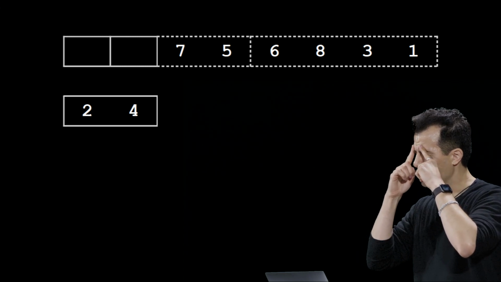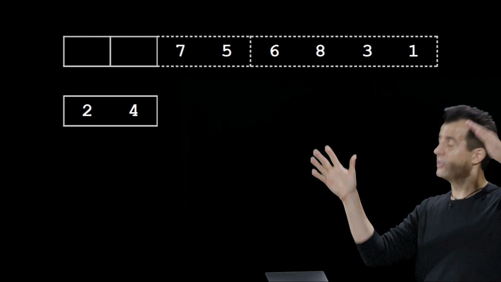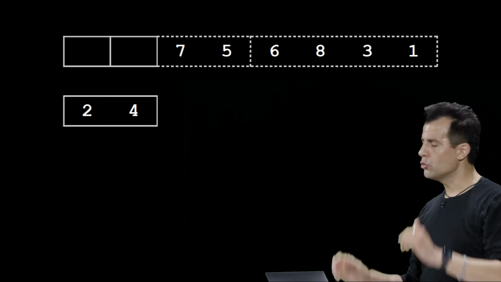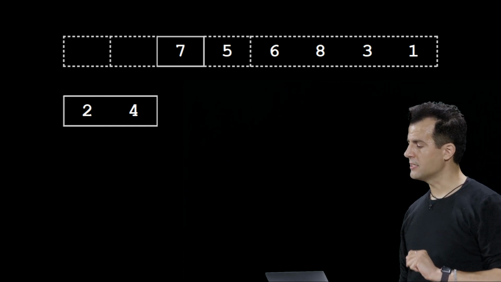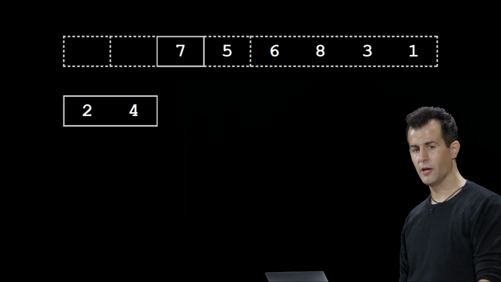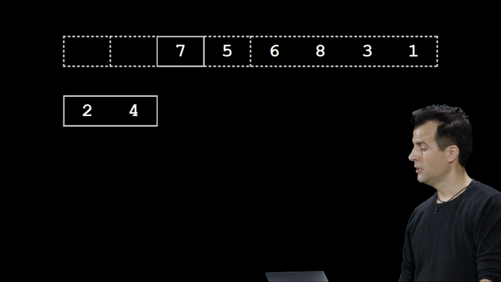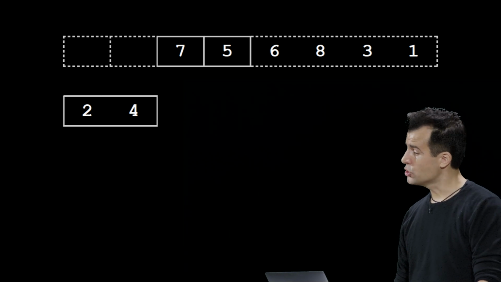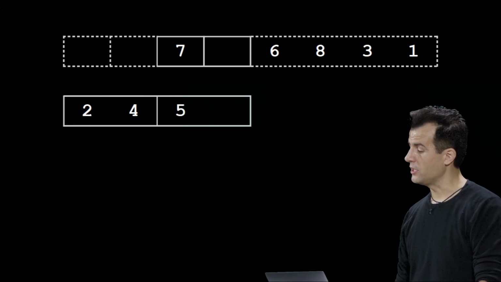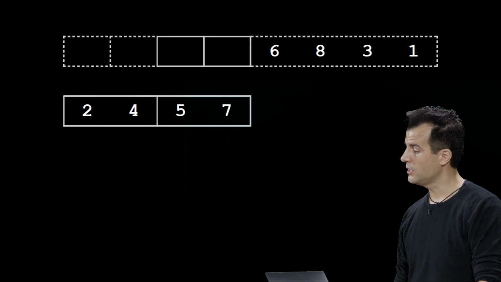How did I get to 4 and 2? Well, I started with the left half, then the left half of the left half. Let me now do the right half of the left half, if you will. All right, let me divide this again. 7, list of size 1, is it sorted? Yes, trivially. 5, is it sorted? Yes. 7 and 5, let's go ahead and merge them together. 5 is, of course, going to go here. 7, of course, is going to go here.